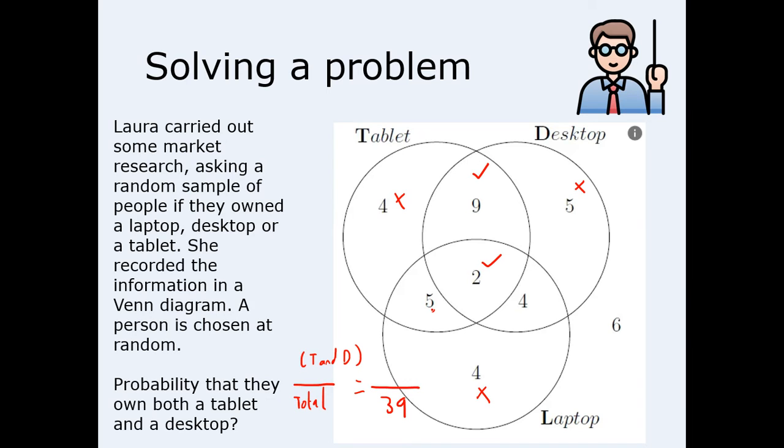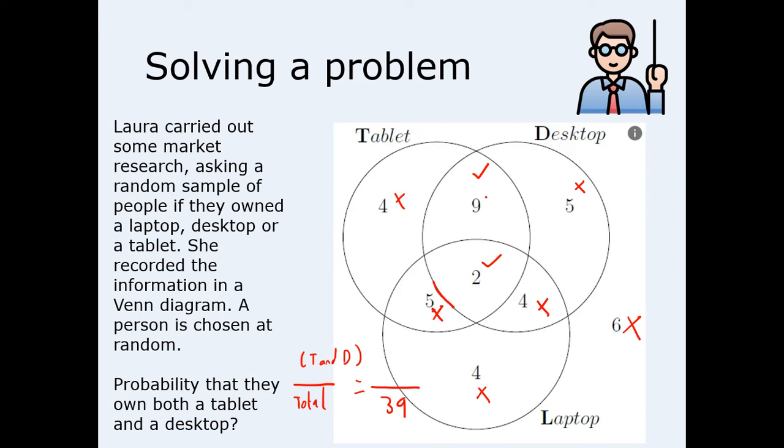These 5 people over here, let's just think, do they have a tablet and a desktop? Well, no, they don't have a desktop. They're not in the desktop circle. So that's a no for them. And these people don't have a tablet. And of course, these people here don't have anything.